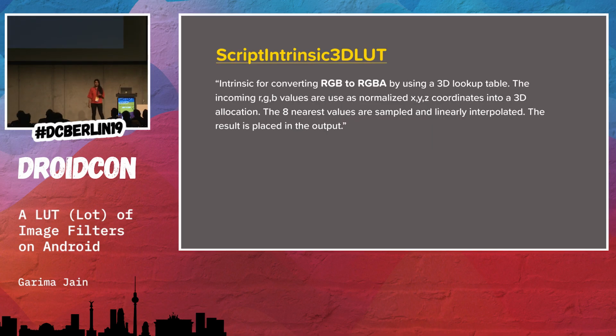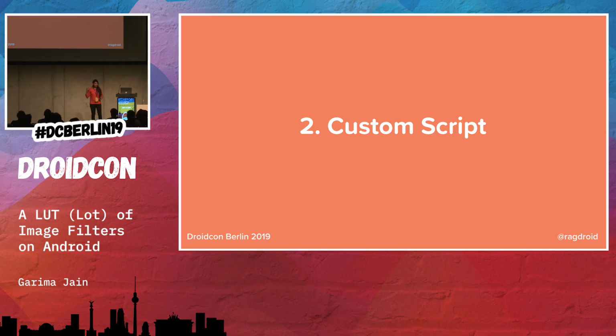The reason why it failed is that it turns out ScriptIntrinsic3DLUT cannot handle alpha images, and they should just put it in the developer documentation. And if we go back to the documentation, they actually did. I just didn't notice it. So it takes an RGB, and it converts it to RGBA. I am still not sure, maybe it can do alpha also, but it didn't work for me. So I decided to go the route of the second way, which is creating a custom script.